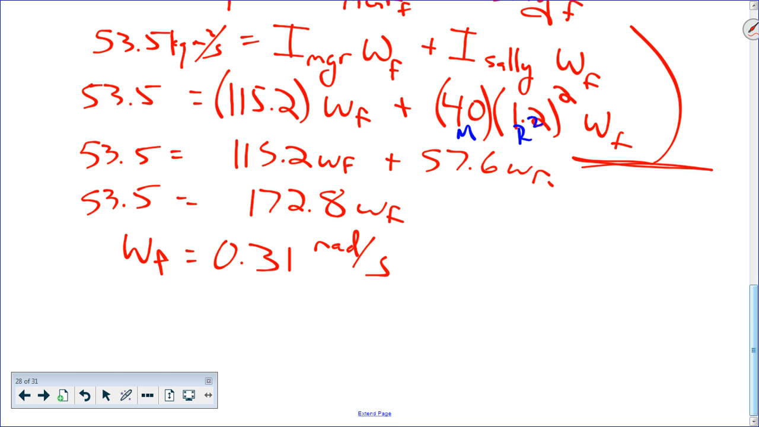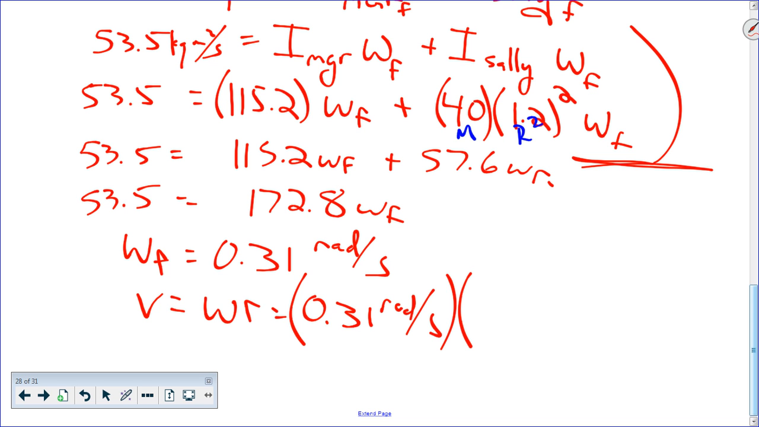Are we good? All right, so what was question C asking us? The speed after she's jumped on the merry-go-round. So how do I find her speed? V equals omega r, right? 0.31 radians per second times her radius, which is 1.2 meters. That gives you, what is it? 0.372. Thank you. Good? In the same direction she was already running in, right?